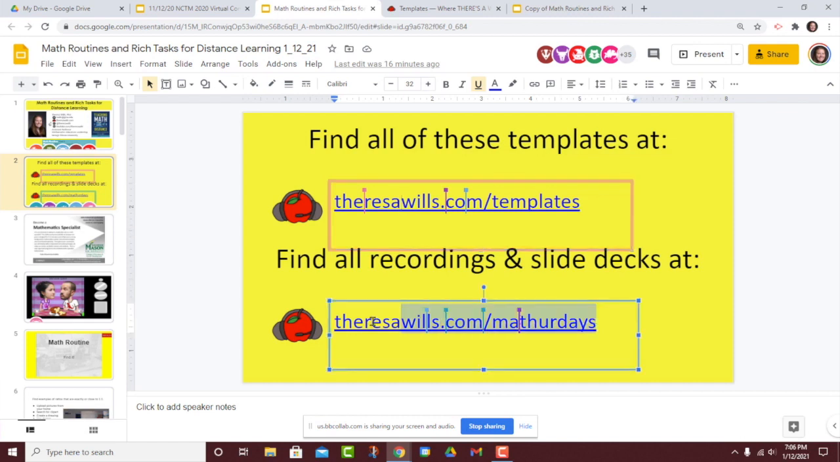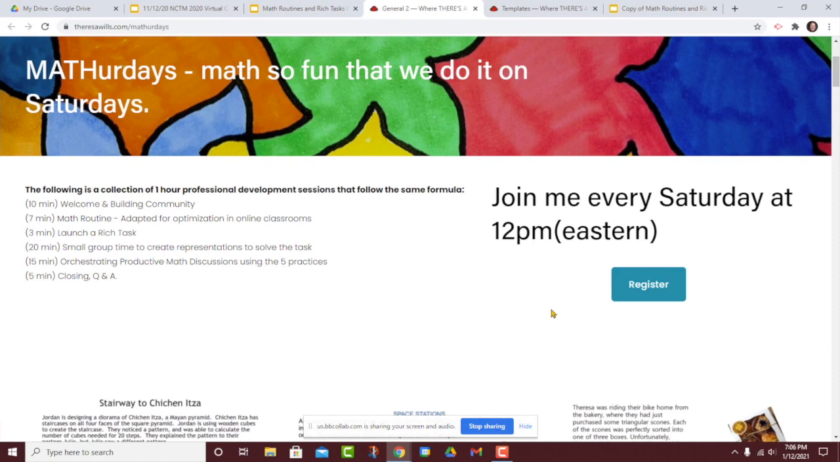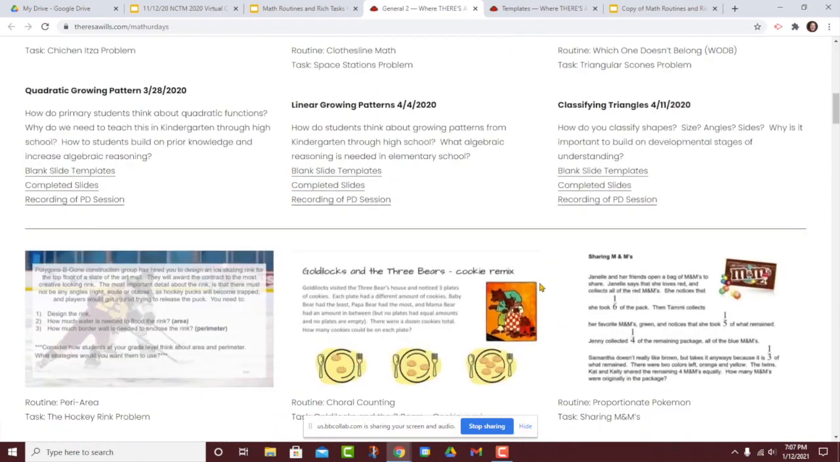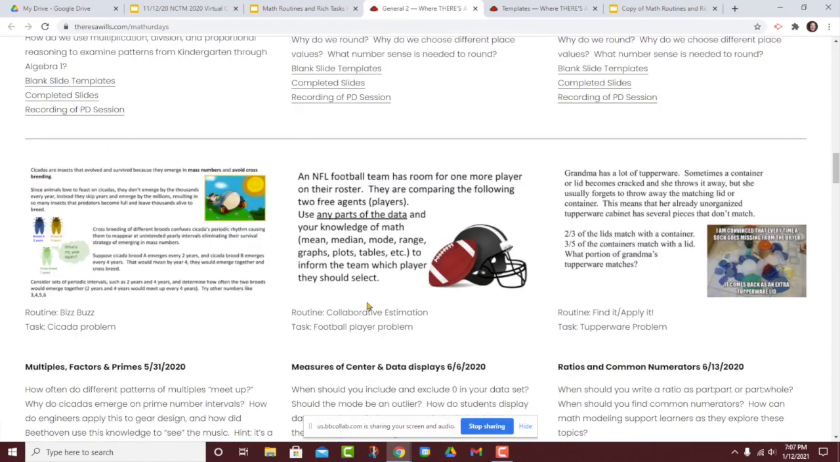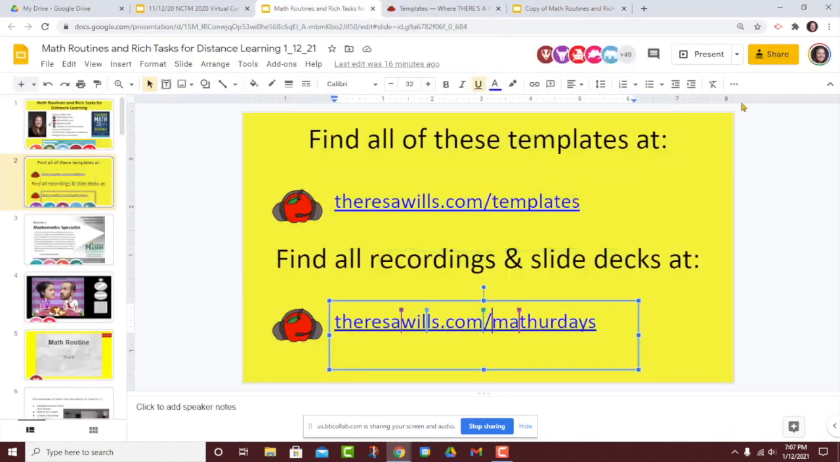The other link I have on here, which I'm going to put in the chat box, is more examples of what we're going to do today. So today we're going to do a routine and a rich task. But if you'd like something that's a little bit more second grade or sixth grade or 10th grade or more, I have 33 other rich tasks along with a math routine here for you. These are hour-long math blocks that you can check out at your own convenience. So that's that second link.